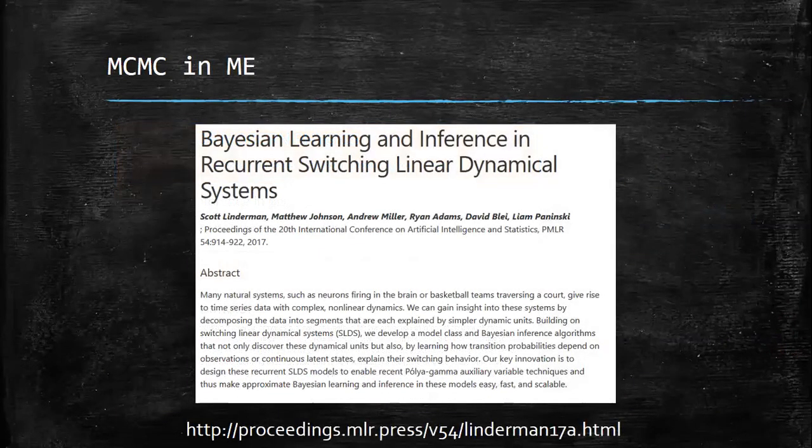And finally, we have this paper on how MCMC is used for converting really complicated data from nonlinear systems into segmented linear systems based on switching linear dynamical systems. So if you are working in controls, I think this will be really interesting. And I think all of their code is also available online for you guys to play with.